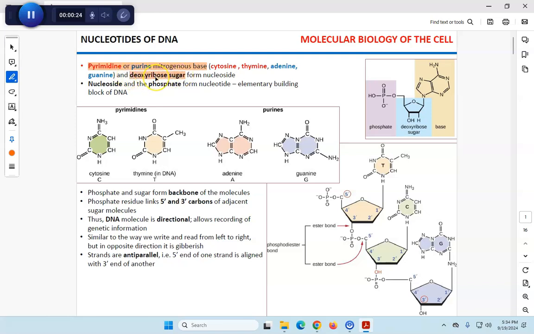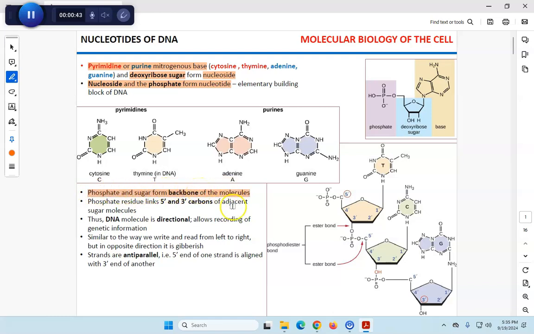Understand that in DNA the sugar is deoxyribose. Be able to tell apart nucleoside and nucleotide. Okay? It's one. Sorry, two. Understand what forms the backbone of DNA molecule.